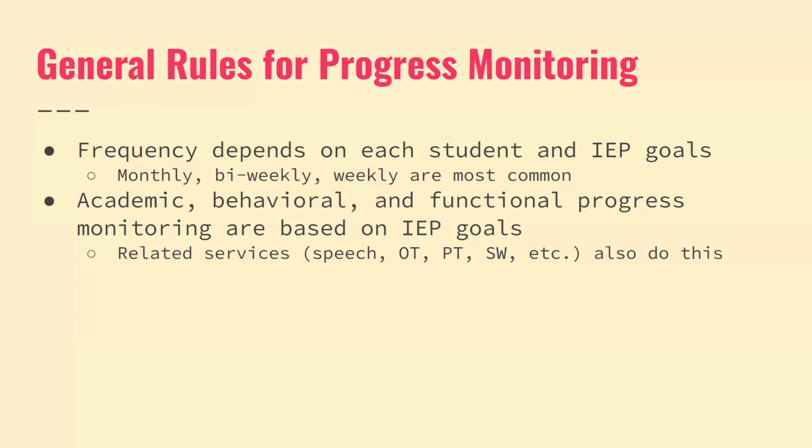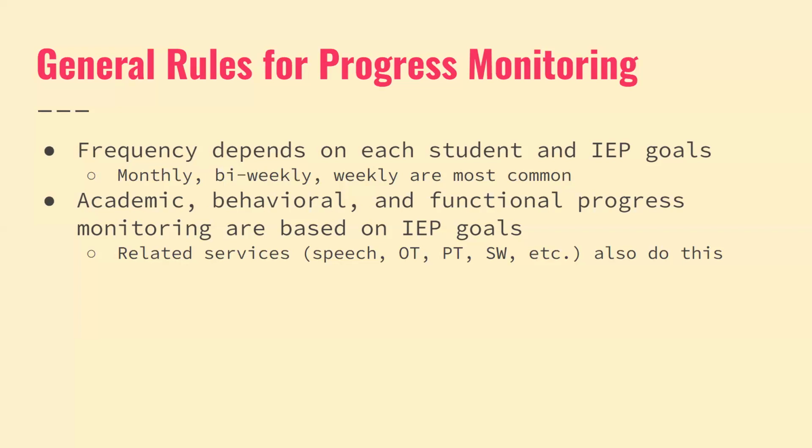The frequency of progress monitoring depends on each student and their IEP goals, as well as instructional and programming goals. For example, students in an emotional support program may have specialized behavior plans that need to be monitored weekly. Other students may have data collected bi-weekly or monthly.